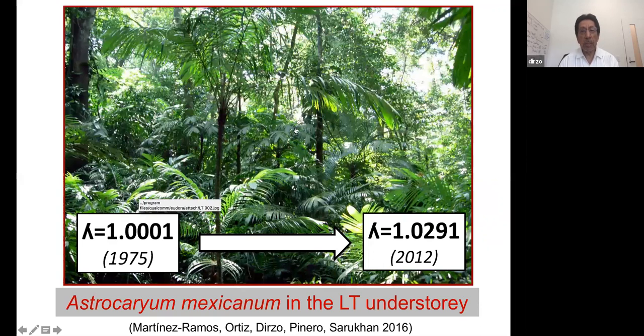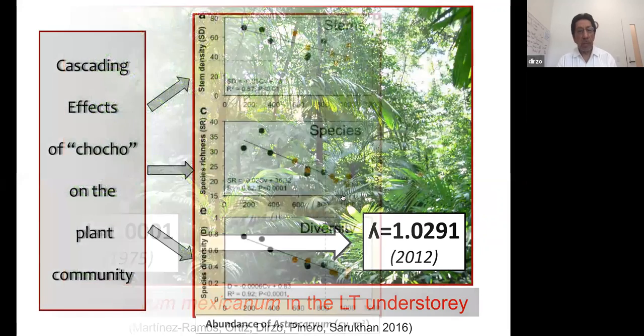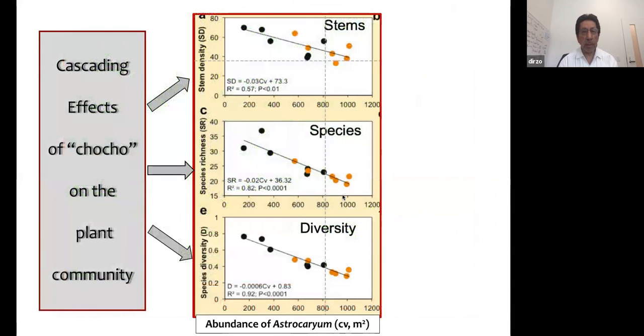I mentioned to you that the plant goes by the name of Chocho, so you can see Chocho, Chocho, Chocho, like a process of chochization of the understory in this plant community, which sounds like a funny thing, but it's a very dramatic change in the structure of the understory in the absence of animals. But the situation goes beyond that, because by looking at the changes in the abundance of this palm through time, or in space today, depending on where you are, you can begin to see the cascading consequences of the proliferation of this plant, the Chocho, on the plant community.